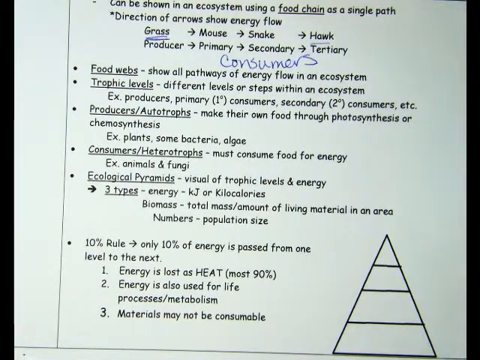When we look at our pyramids, especially when we're looking at the energy, we're going to have what's called the 10% rule. This states that only 10% of the energy is passed from one level to the next. Most of that energy, 90% of it, is going to be lost as heat.